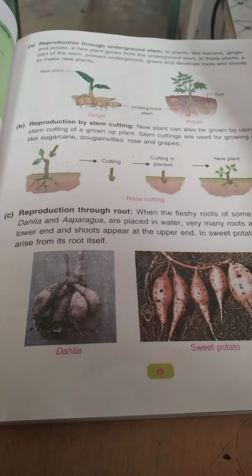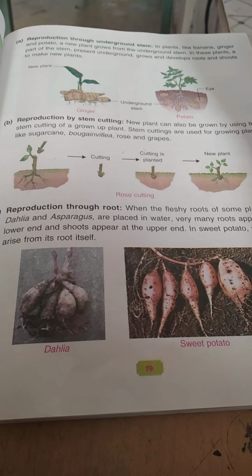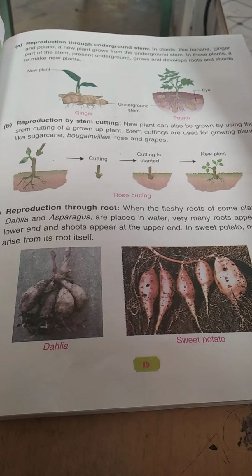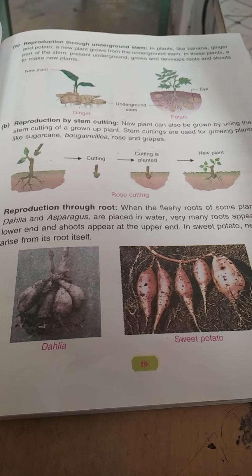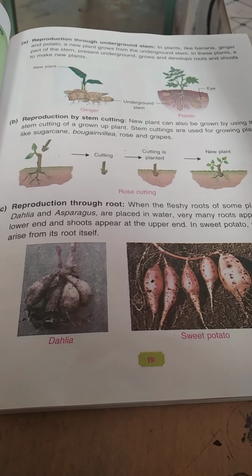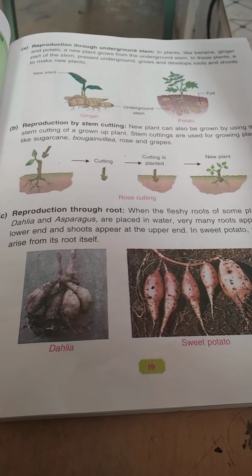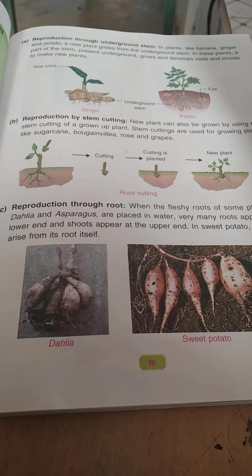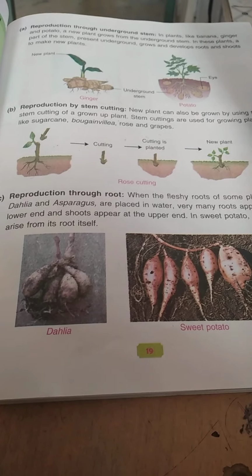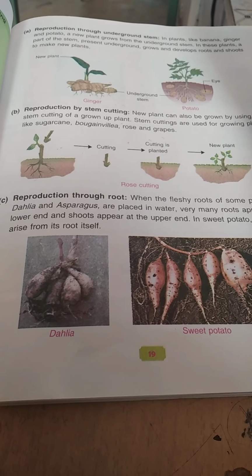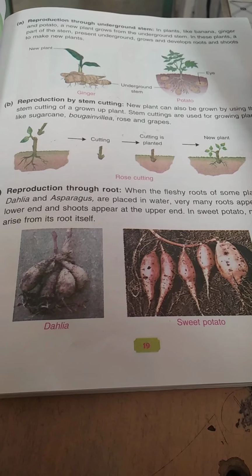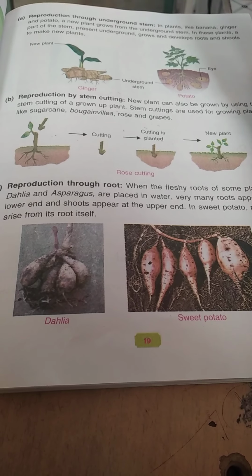One is reproductive parts, and the flower is the reproductive part of the plant, and all other parts like root, stem, leaves, these are the vegetative parts of the plant. Now when these vegetative parts are used for reproduction, then this is vegetative reproduction. So let us discuss different parts of the plant which are actually used for reproduction.